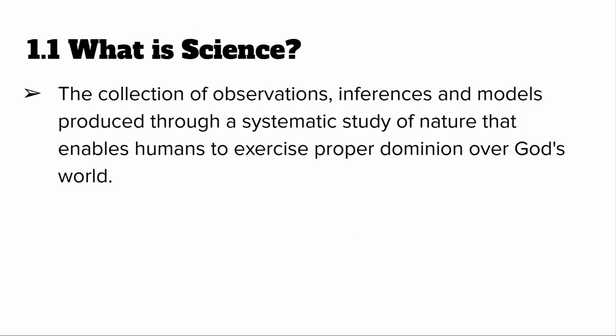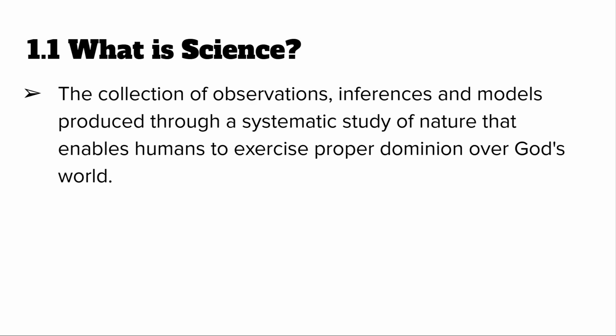Unit 1, Section 1. We are in biology, but first let's talk about what science generally is. Right? This first unit is more about science as a whole rather than biology. Right? Science is the collection of observations, inferences, and models that are produced through a systematic study of nature that enables humans to exercise proper dominion over God's world. So there's two parts to this and a purpose. The first part are the observations, inferences, and models.